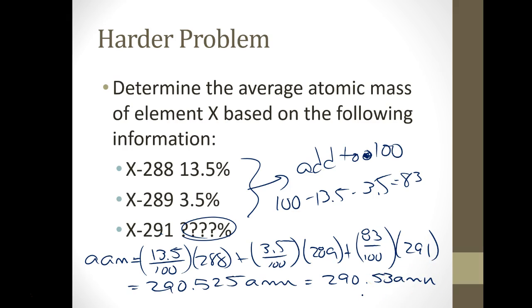Okay. In terms of understanding what it means, if you look at the percentages, this one was 83%. 83% of all this element weighs 291, which is why this number is closest to that value. It's way far away from 288 and even 289. It's much closer to this one because the majority of the element exists as that isotope.